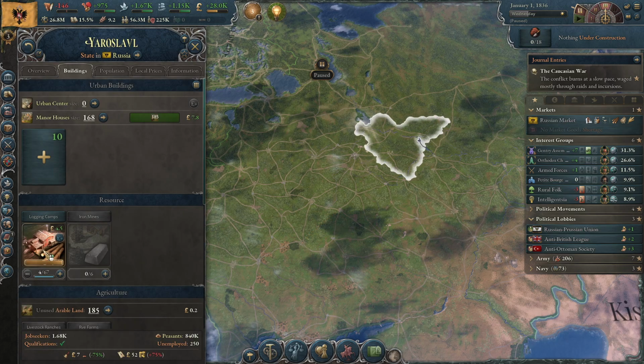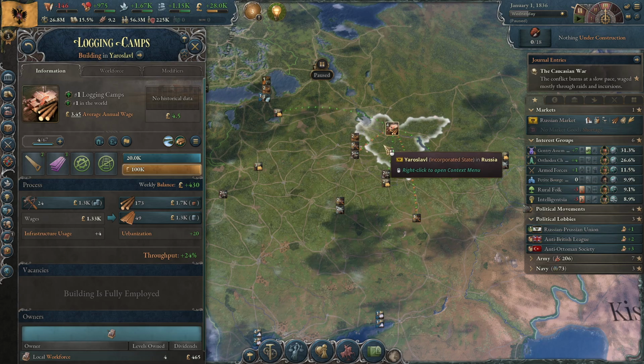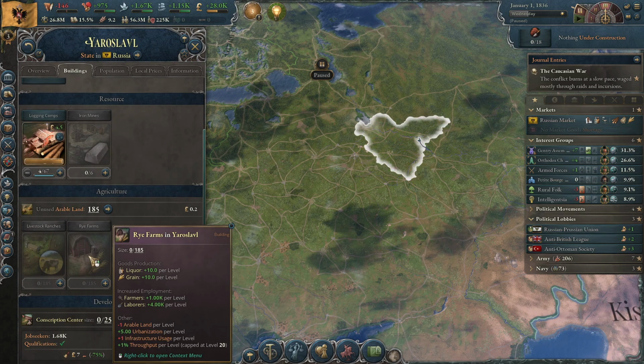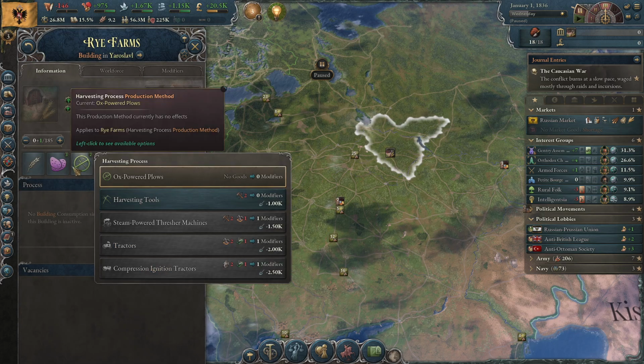There is another production method that we need to go over, I believe. If I could just find a building that has one. We'll just add something here really quick.